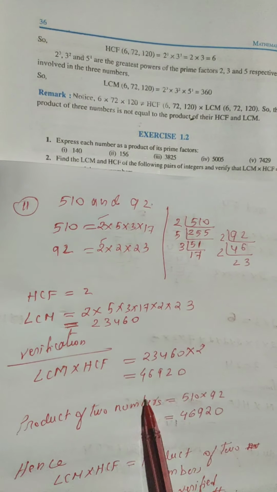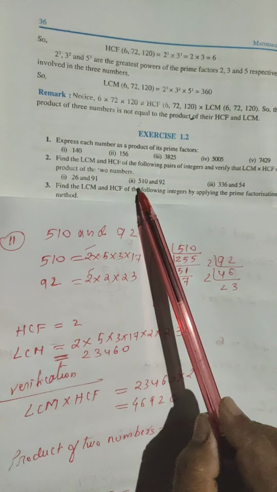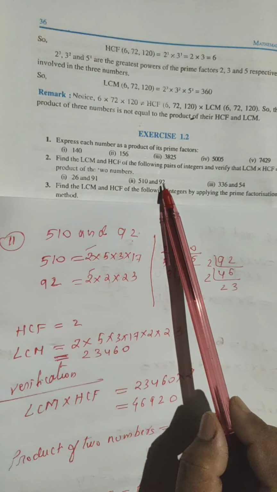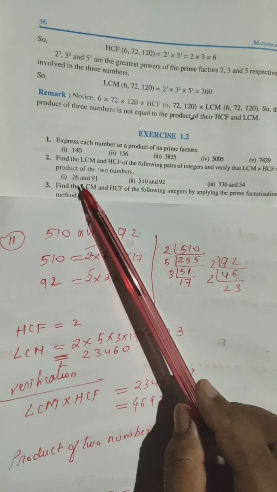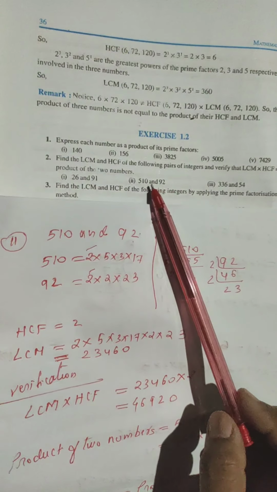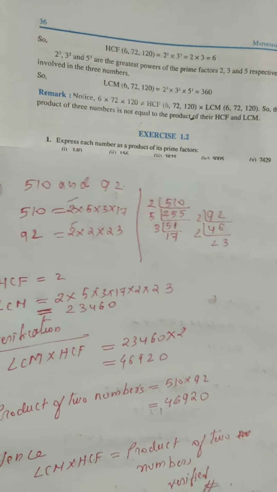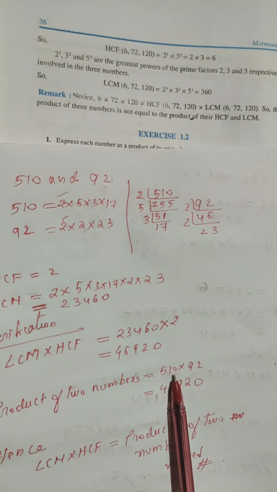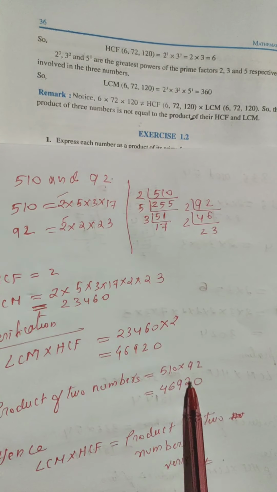Next, product of two numbers. What are those two numbers? This one, 510 and 92. Whatever is given in the question, those numbers are the product of two numbers, right? So in the question, the product of two numbers is 510 into 92. If we multiply these two numbers, we will get 46920.